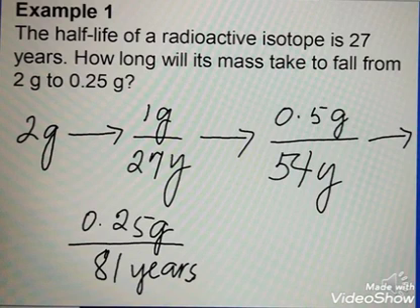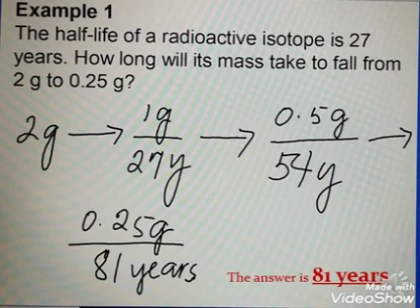We will continue the process. If it reaches another 27 years, 1 gram will become 0.5 grams. Another 27 years or another half-life takes place until the sample turns to 0.25 grams. So it will take 81 years for the 2 grams to fall to 0.25 grams.